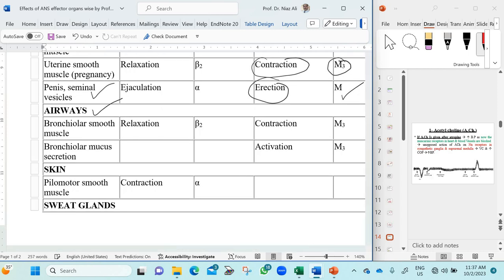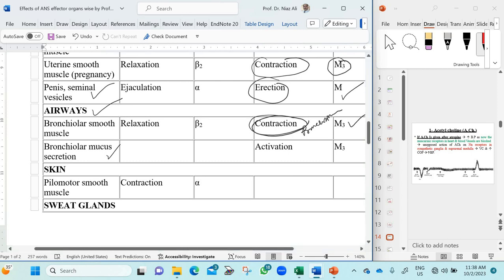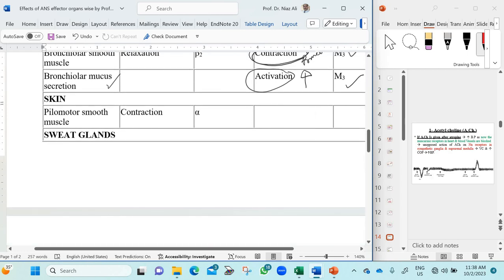Regarding airways, respiratory system, what will happen? It is going to constrict the bronchial smooth muscle wall, and this will lead to bronchospasm as well. So this will lead to bronchospasm through the stimulation of M3 receptors. And bronchial mucus secretion will be activated. Lacrimation will be there. Secretion will be increased through the stimulation of M3 receptor.